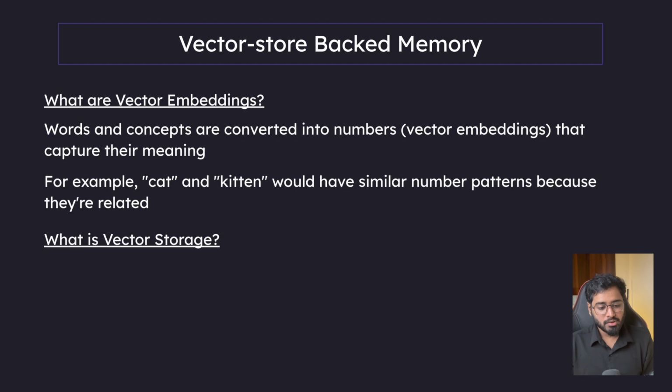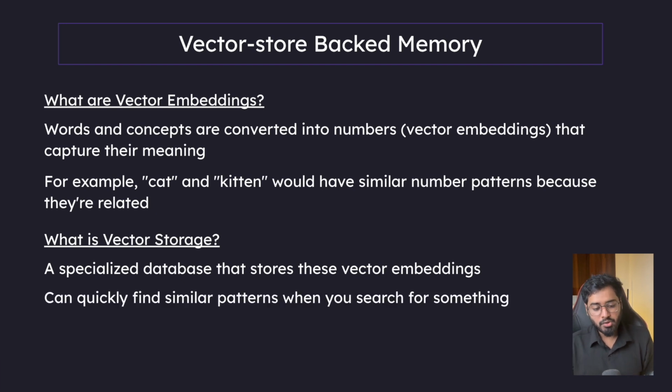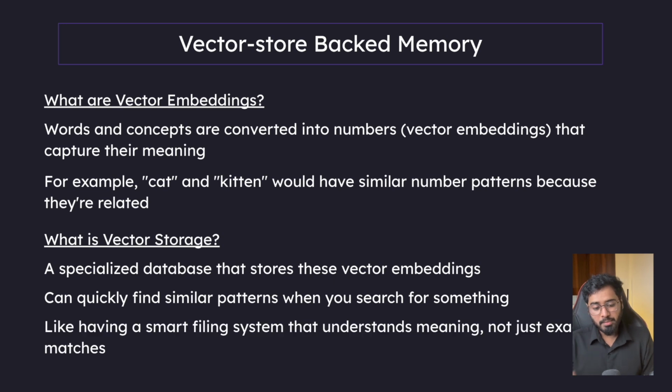All right. So what is a vector storage or a vector database? A specialized database that stores these vector embeddings, so it can quickly find similar patterns when you search for something. We are able to semantically search for the right parts from the database based on whatever the user is asking for, because everything is converted into a numerical representation. It's like having a smart filing system that understands meaning, not just exact matches.